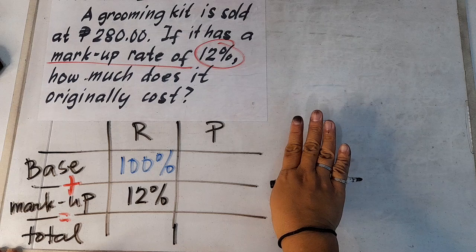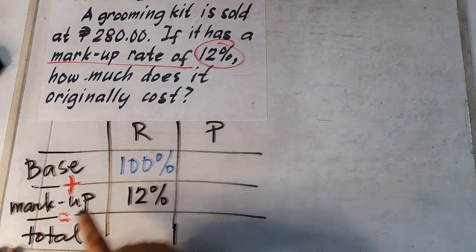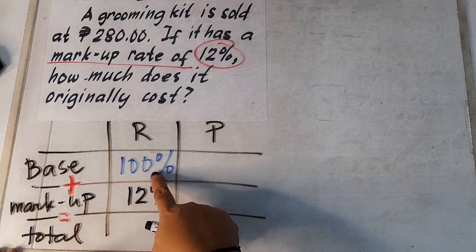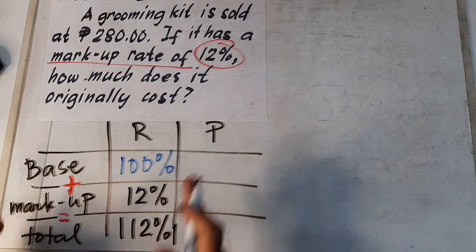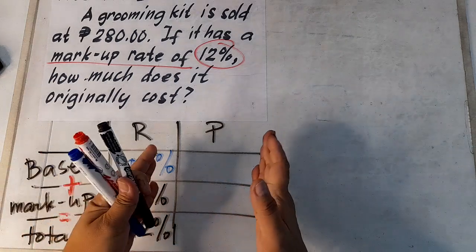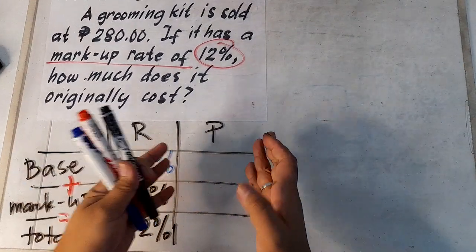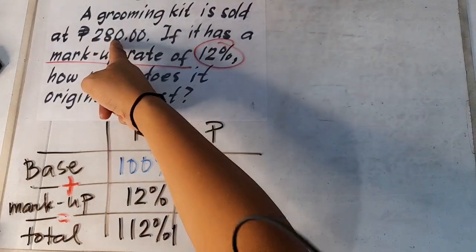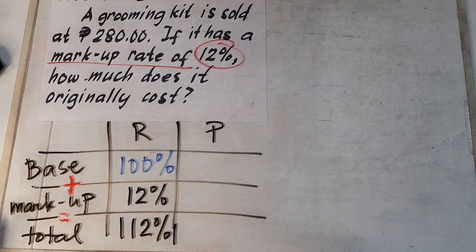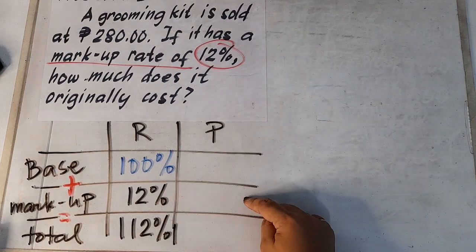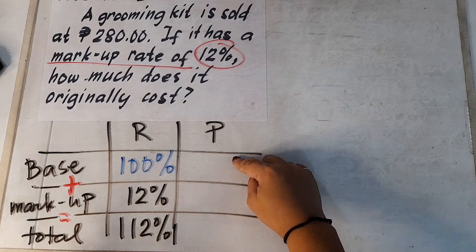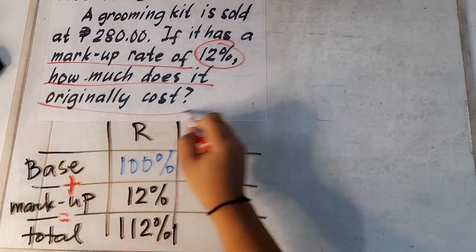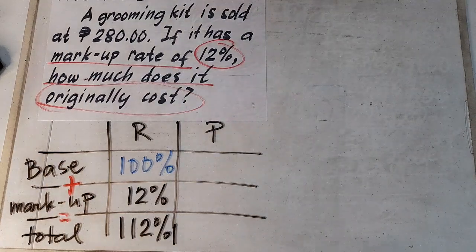Okay? Bago tayo magpatuloy mag-fill in ng table, ayusin muna natin yung table natin dito. Base plus markup equals total. So, 100, pababa tayo. 100 plus 12 is 112%. Okay? So, tapos na yung rate column natin. Let's proceed on with filling up our percentage column. Okay? A grooming kit is sold at 280. Ano yung 280 pesos na yan? Is it original cost, markup cost, or total cost? Okay? Una, hindi siya base. Bakit? Kasi ang itinatanong ay yung original cost niya. Okay? How much does it originally cost?